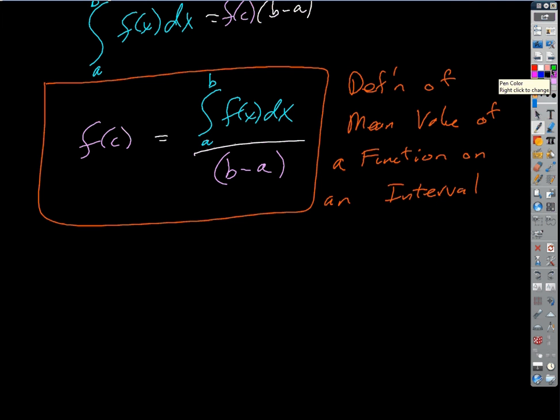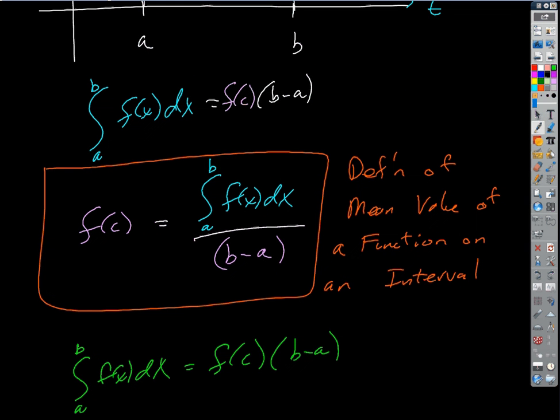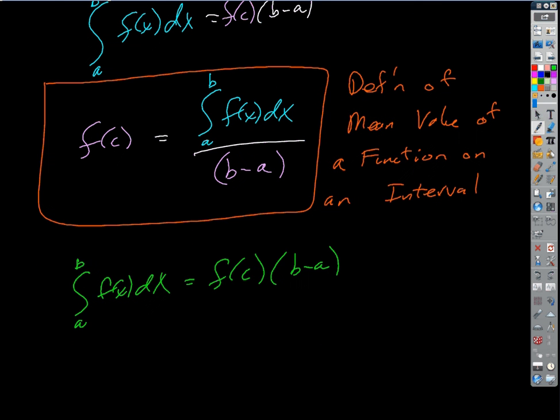The mean value theorem just says that the integral of f of x dx from a to b equals f of c times b minus a. So all we did was stop right there. We didn't solve for f of c. We just wrote the areas being equal to each other. That's what we call the mean value theorem for definite integrals.